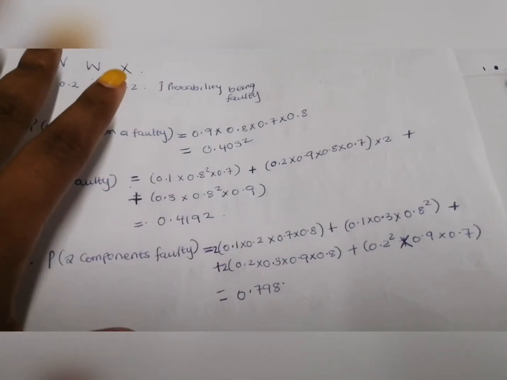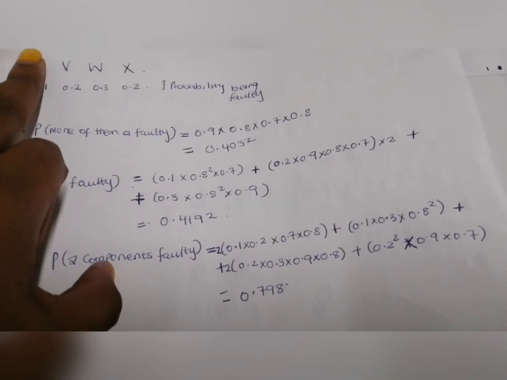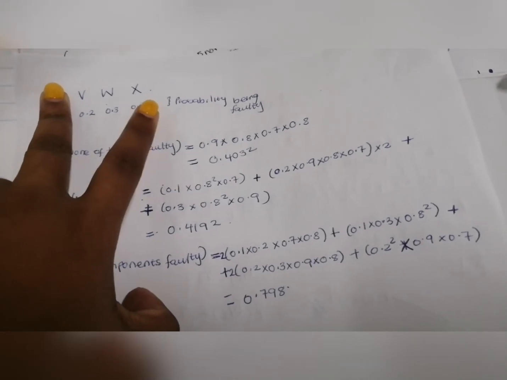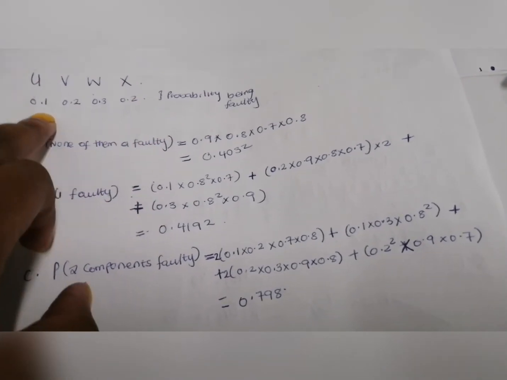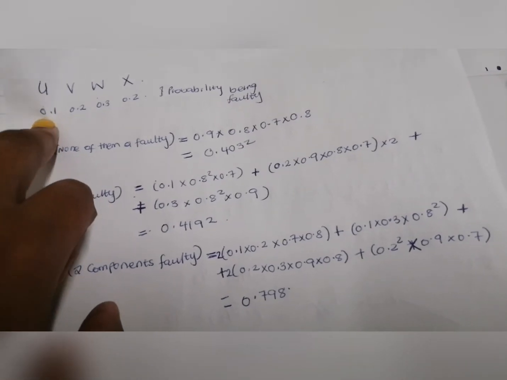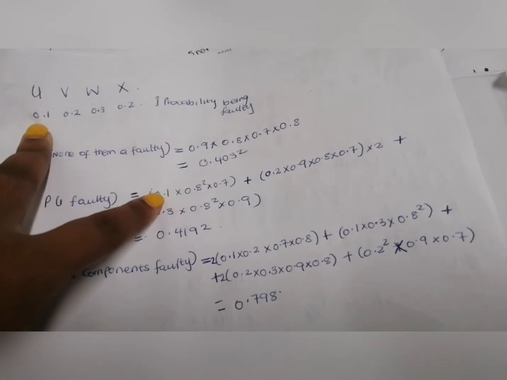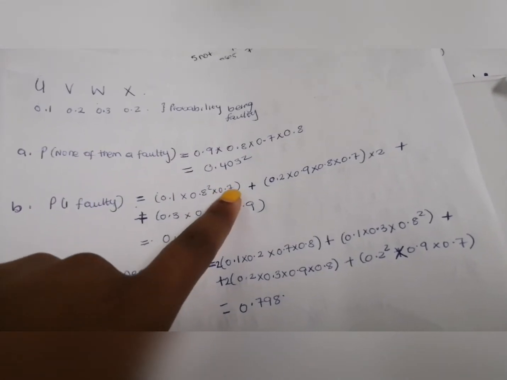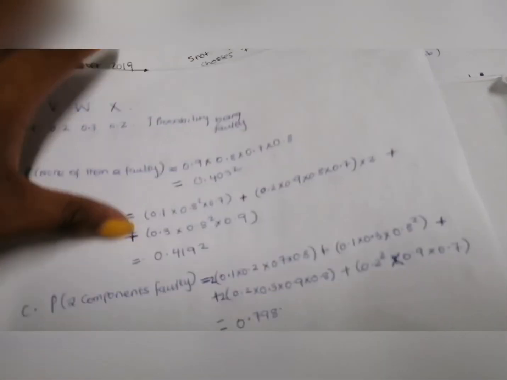So just do it manually: if U is the component that is faulty, it means the others will be working. So you will take the probability of U being faulty, which is 0.1, and for the others you'll use the probability where they are working, right?